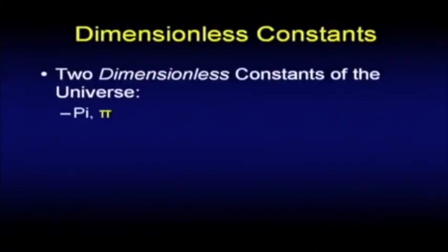In other words, they have no dimension. I'll show you what they are. One of them is pi. When you're in school, you discovered the ratio of the diameter of a circle to the circumference is a fraction that is a precise number.